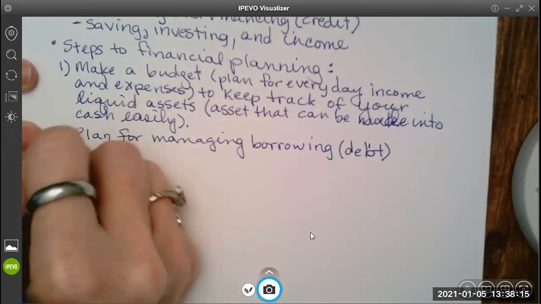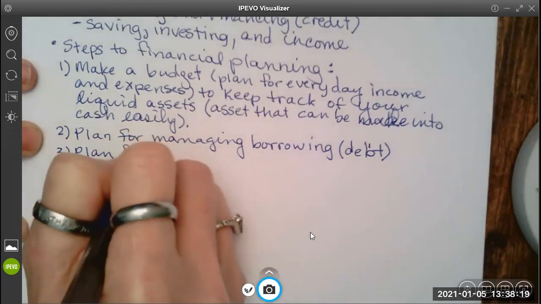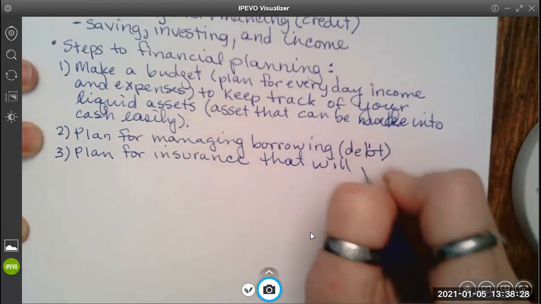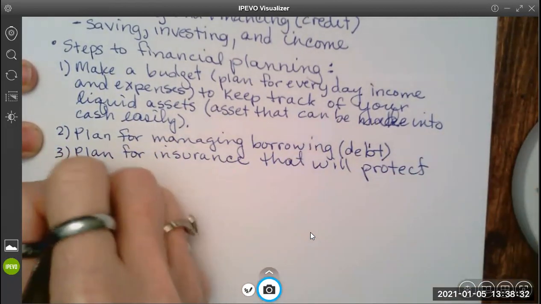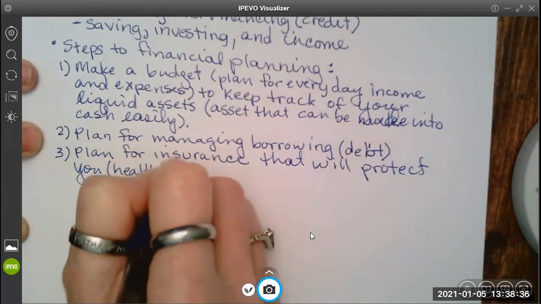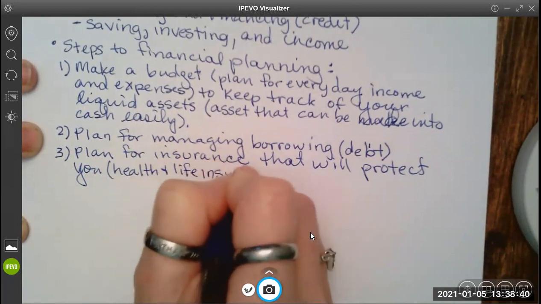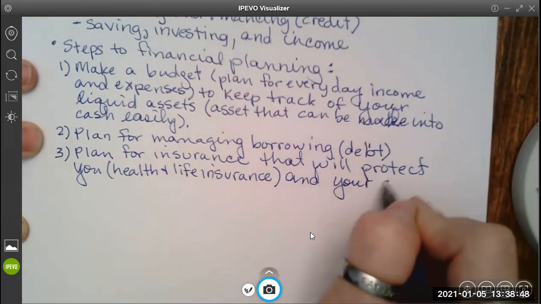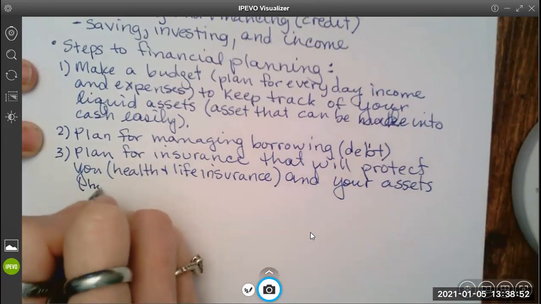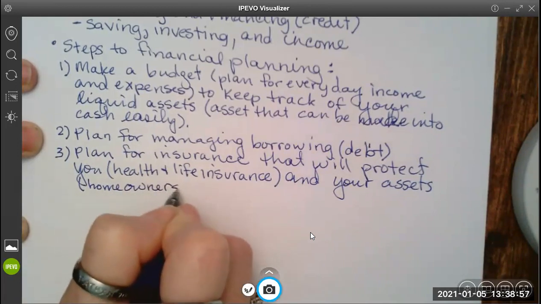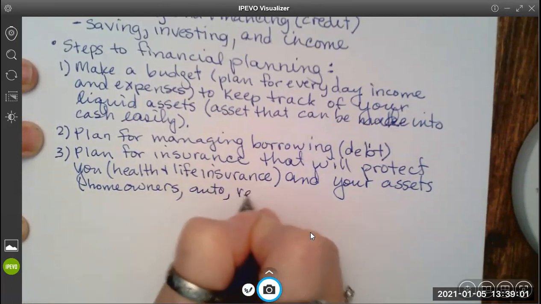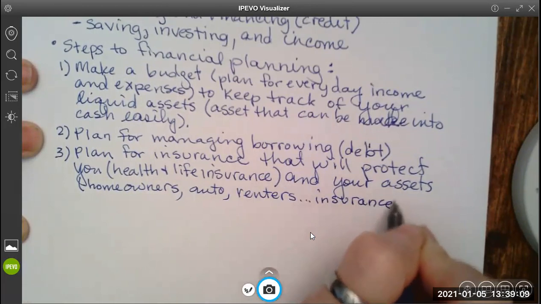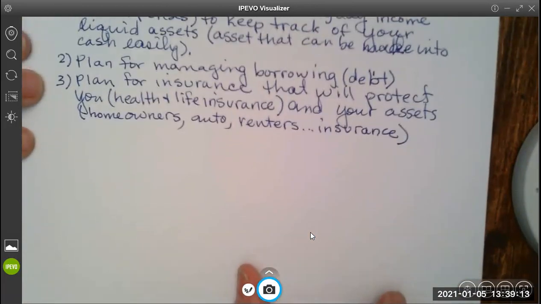Okay. Another piece of the financial plan is you plan for insurance that will protect you, which is health and life insurance, and your assets, which is the home insurance, homeowners insurance, auto insurance, renters insurance. Okay. You need to plan to have insurance to protect.